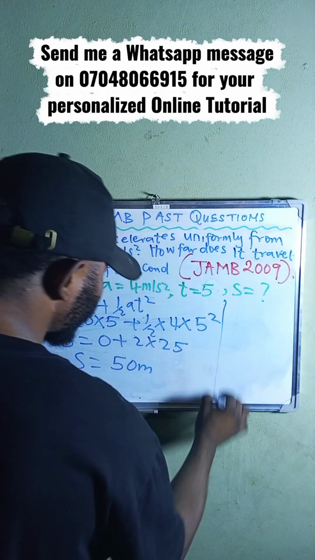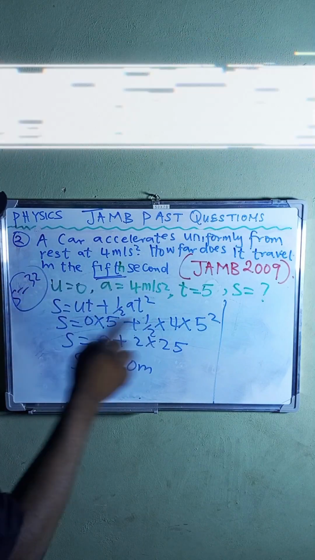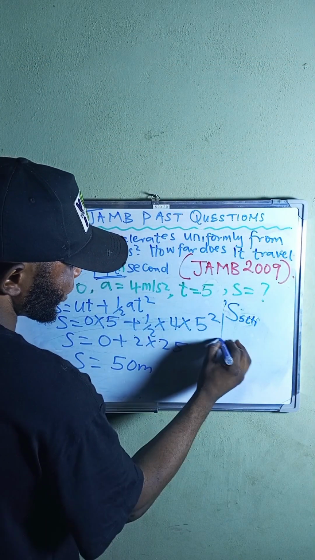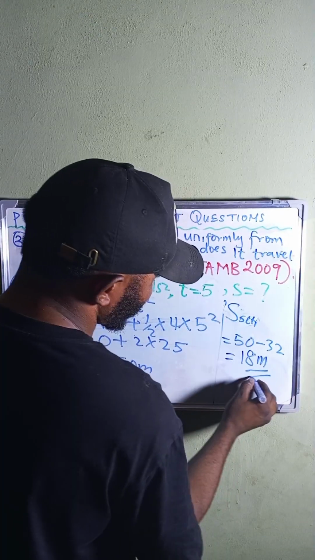Now, the next step, which is the last step, is to subtract this 32 from this 50 so that we can get the distance covered for our fifth second. x now, which is x fifth, will equal 50 minus 32. And that will give us what? So that's about that.